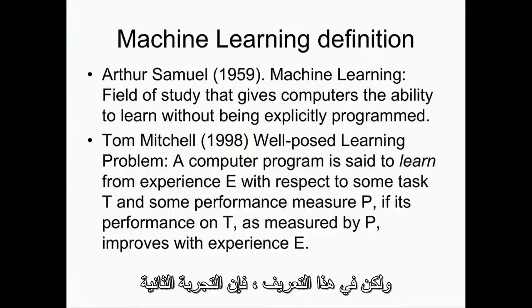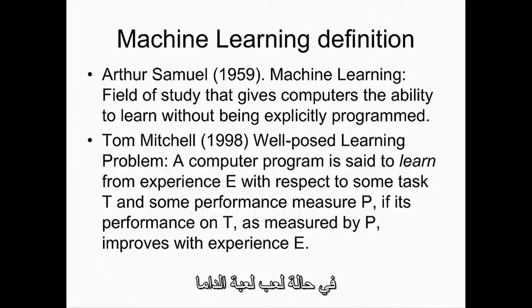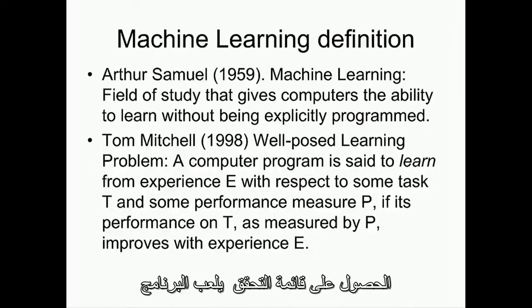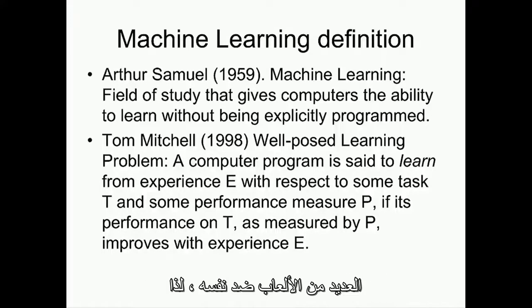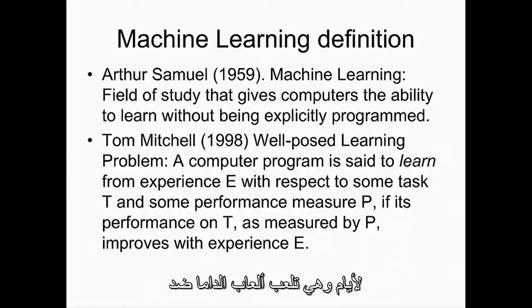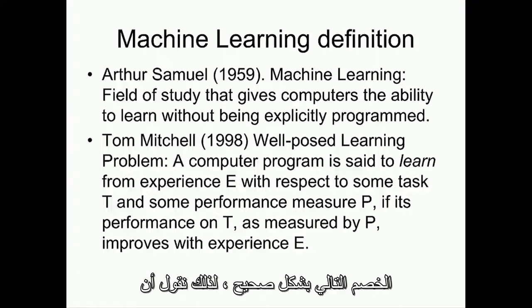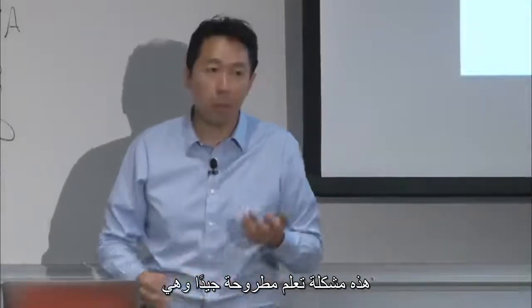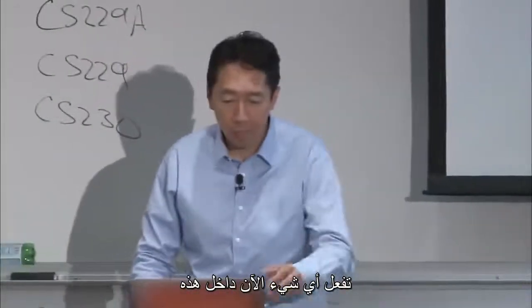But in this definition, for the case of playing checkers, the experience E would be the experience of having a checkers program play tons of games against itself. So the computer has lots of patience and sits there for days playing games of checkers against itself. So that's the experience E. The task T is the task of playing checkers. And the performance measure P may be what's the chance of this program winning the next game of checkers it plays against the next opponent. So we say that this is a well-posed learning problem, learning to play checkers.